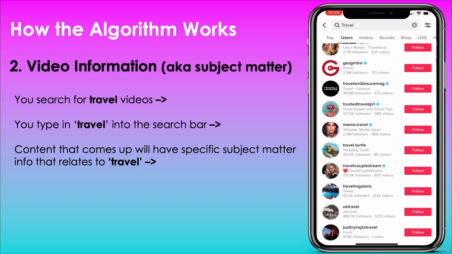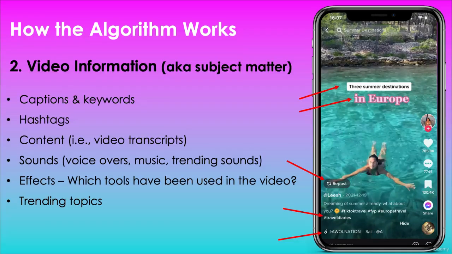TikTok determines information as captions and keywords, hashtags. Hashtags are another major influence on the TikTok algorithm. TikTok will categorize your content by using hashtags and keywords. If someone keeps watching videos that have the travel hashtag or keyword in them, the algorithm will notice this pattern and then suggest more travel videos for the user to watch in future.